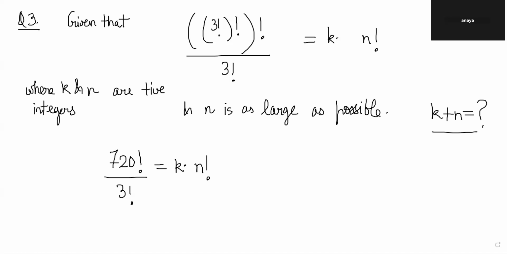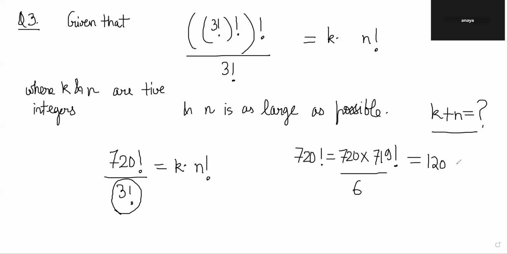Not so difficult. It's easy only. Write 720 factorial as 720 into 719 factorial. You can immediately cancel the 3 factorial in the denominator now, because that is 6, right? What will happen here? 120 times 719 factorial.